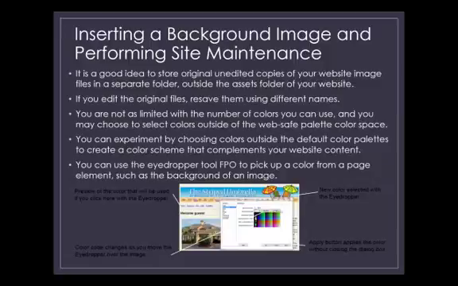Now, with monitors today that display millions of colors, usually in high definition, you're not as limited in the number of colors that you can use, and you may choose to select colors outside of the web-safe palette. You can experiment by choosing colors outside the default color palettes to create a color scheme that will complement your website content. You can use the eyedropper tool to pick a color from a page element, such as the background of an image. To do this, open a color box from an open dialog box, such as a CSS rule definition box, and place the pointer over a color of your image. The color will replace the previous color in the color box and apply it to your page element.